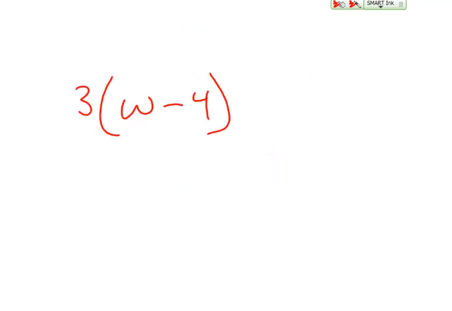Next, we have an example of the distributive property. I'm going to take that 3 that's on the outside of the parenthesis, and I'm going to distribute it to everything within the parenthesis. So first I take the 3 times the w, and I get 3w. And then the 3 times the minus 4 will give me minus 12. So 3w minus 12, and that's it.